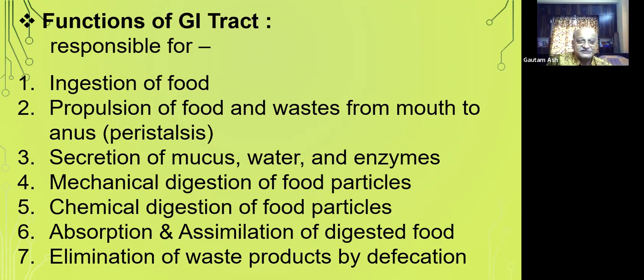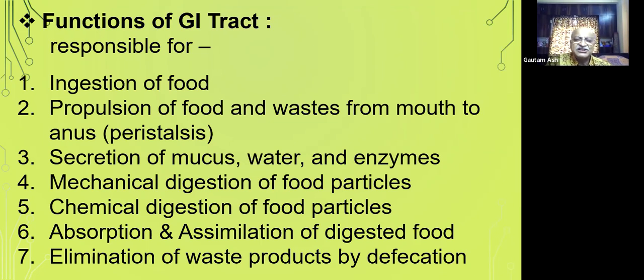Secretion of mucus, water, and enzymes. This mucus is secreted by the epithelium lining the intestinal tract, or lining the gastrointestinal tract rather. Then water, then enzymes, mostly secreted by the glands. Then mechanical digestion of the food particles, starting from chewing in the mouth. Then churning movement of the stomach, mixing with the digestive enzymes.